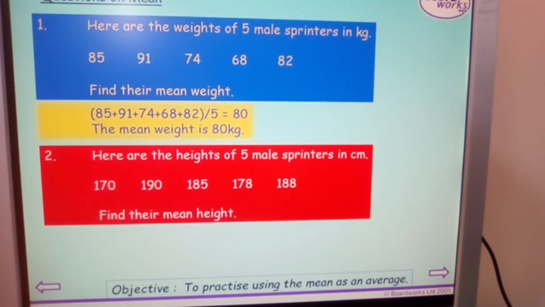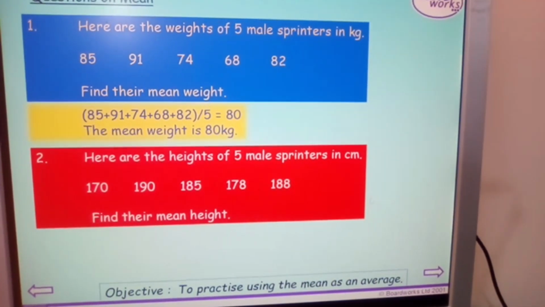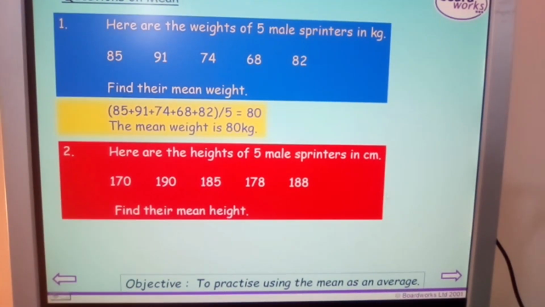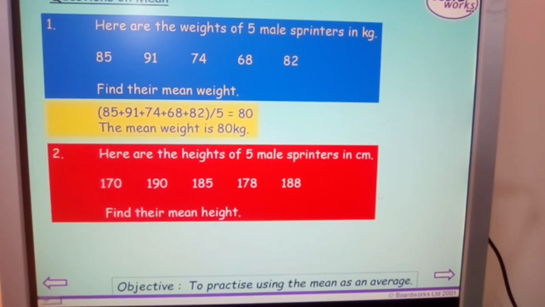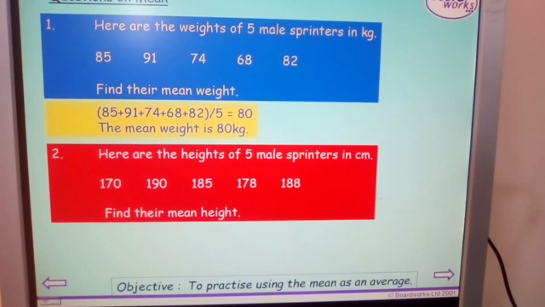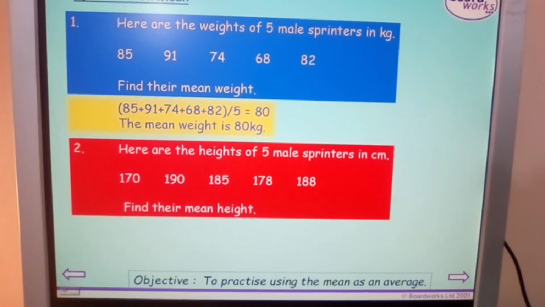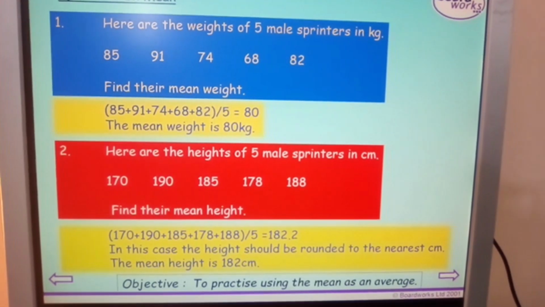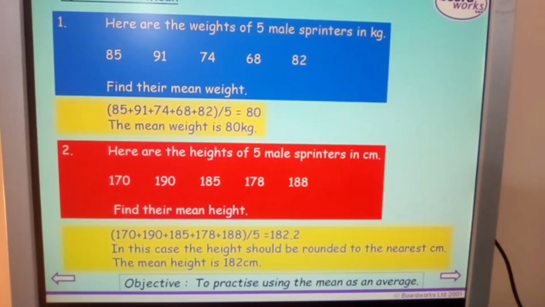The mean weight is 80 kilograms. And find their mean height. The mean height is 182 centimeters.